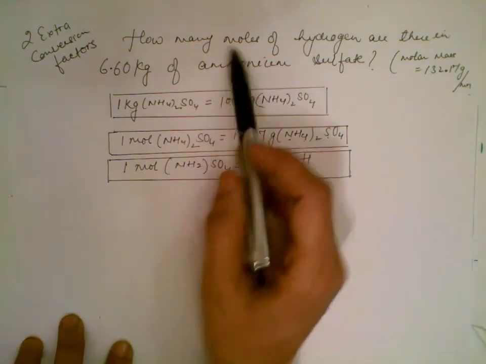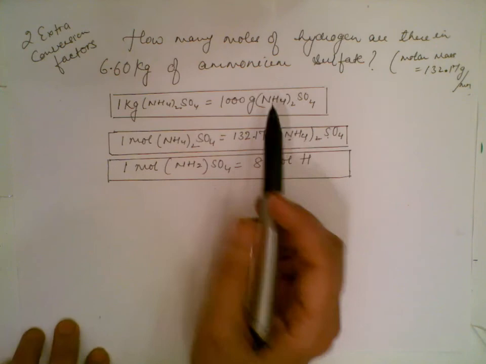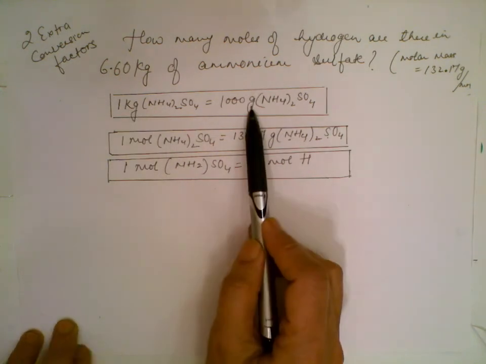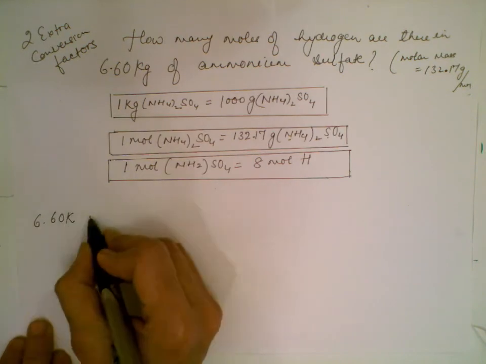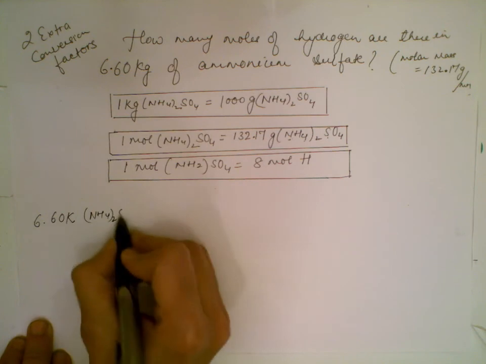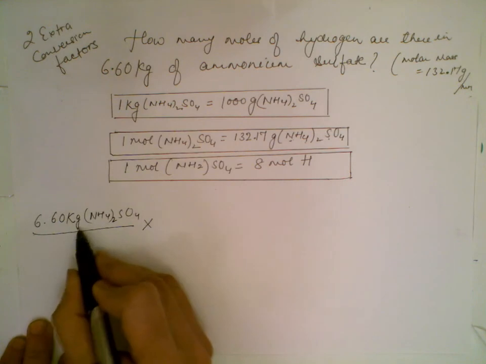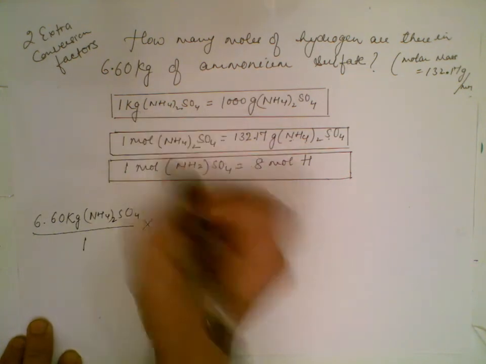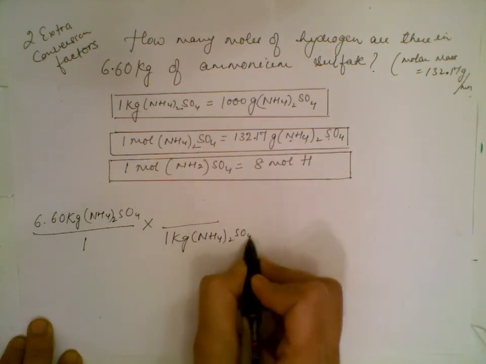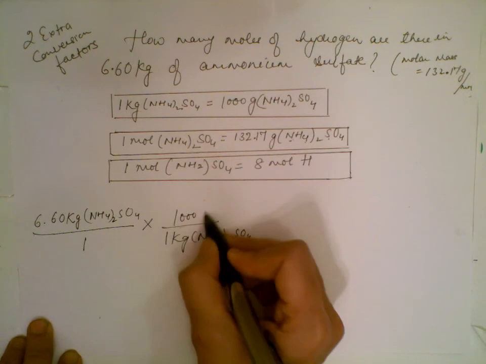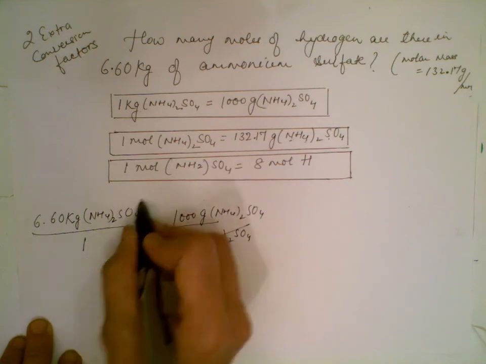Okay, so let's start with how many moles of hydrogen are there in 6.60 kilograms of ammonium sulfate. Well, this is kilogram, this is grams. Now I'm going to start out with what is given, and this is my ammonium sulfate. Divide by 1. I want to get rid of the kilograms. So kilogram I'm going to put at the bottom, and grams at the top because that's what I want in my answer. All right, cancel these same units.